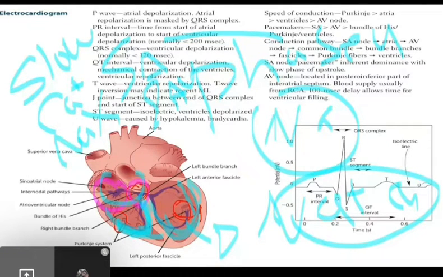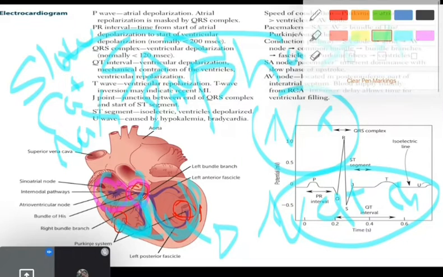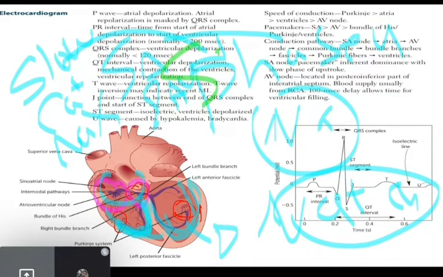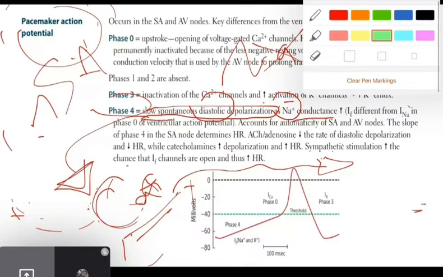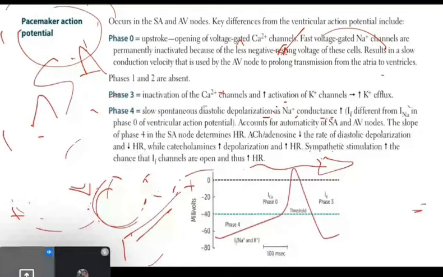So the phase 4 in SA node and AV node will be the first phase, or phase 0, in the myocyte, in the myocardium action potential. That's why, if you read here, phase 4, the last phase of the pacemaker, SA node and AV node, is a slow spontaneous diastolic depolarization that happens in the diastole, and it's slow because of the calcium channels.